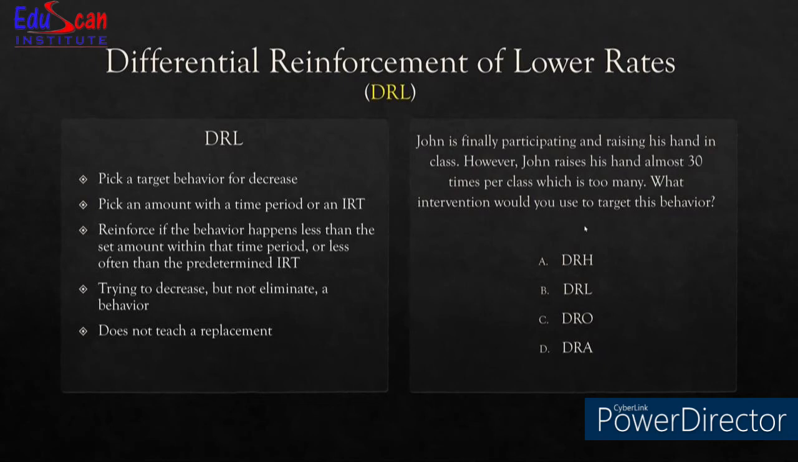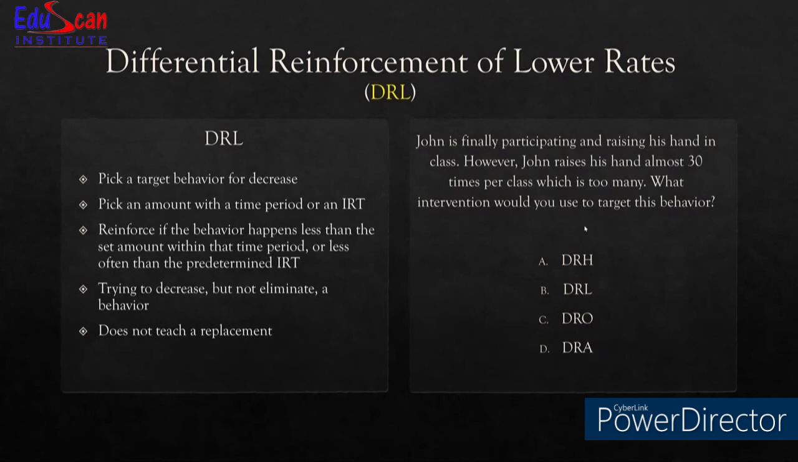So we pick a target behavior for decrease. We pick an amount within a time period, or an IRT, inter-response time. We reinforce if the behavior happens less than the set amount within the time period, or less often than the predetermined IRT, so predetermined inter-response time. Trying to decrease but not eliminate a behavior does not teach a replacement behavior here.